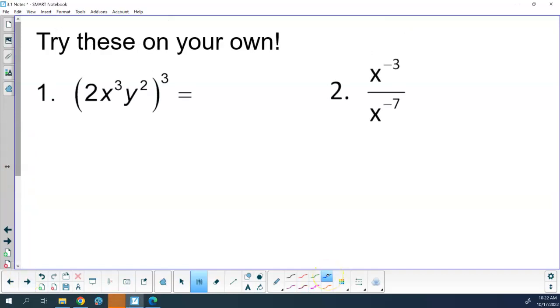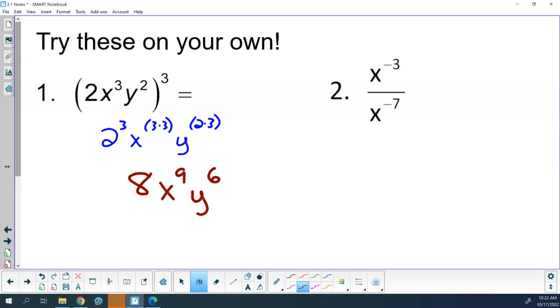So in this first one, we would have 2 cubed times x to the 3 times 3 power times y to the 2 times 3 power. So that's all told going to be 2 times 2 times 2 is 8, x to the 9th, y to the 6th power. Yes?